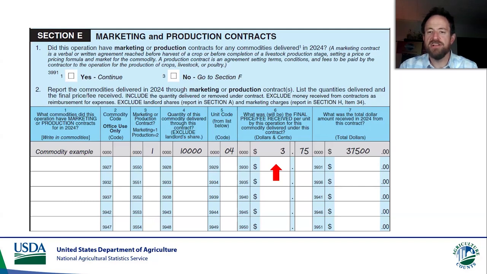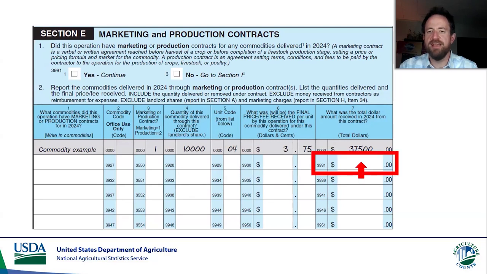Operators who have production contracts, such as a poultry operation or a cattle feedlot operation, have a tendency to overstate their fees. They often include things like feed and vet expenses, which they may pay for but later bill to the contractor. We need to exclude money received from contractors as reimbursement for expenses. These contractor expenses are accounted for separately.